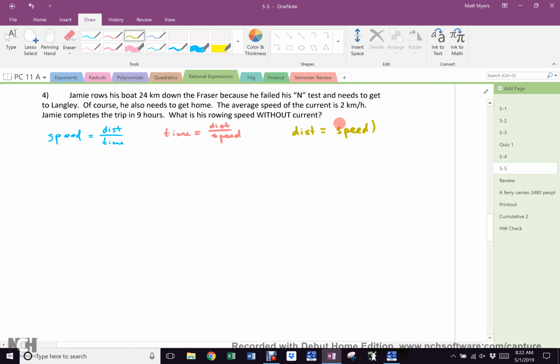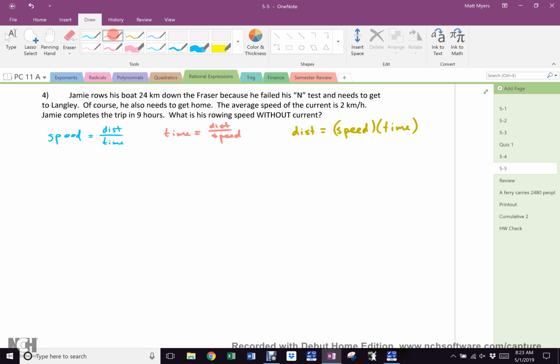Speed times time. And you all already know that, yes? Of course you know that, because you've done Science 10, because you're in Pre-Calc 11. So you all already knew that, right? Of course you did. Now, questions like this, I find it useful to set up a chart. Some of you may disagree with me, but I think that would be silly to disagree with me.